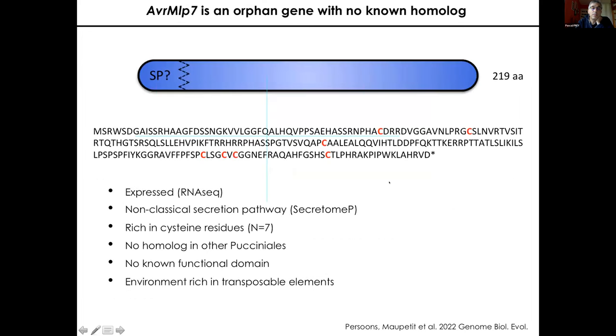Okay, and then what is in this gene? So this avirulence gene is an orphan gene with no known homologue. It has a 219 amino acid sequence with 7 cysteine residues. It's expressed, we find it in RNA-seq. It has a non-classical secretion pathway. It has no signal peptide, but SecretomeP predicts that it's secreted somehow. So it's rich in cysteine residues. There is no homolog in other Pucciniales except Melampsora larici-populina. It has no known functional domain, and the environment of the gene is rich in transposable elements.